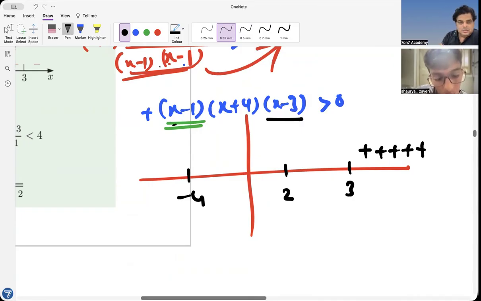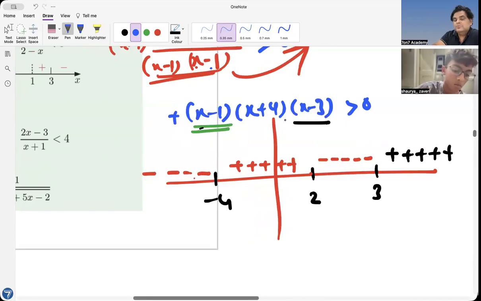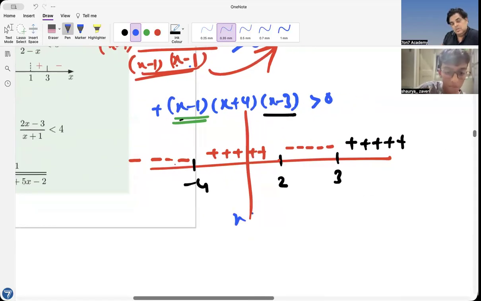After every root, the sign of the y value flips. So what is the sign of the y value here? Minus. You get another root, the sign flips, plus. Another root, the sign flips, minus. What are you looking for? Positive. Where is it positive? Between -4 and 2, and x greater than 3.